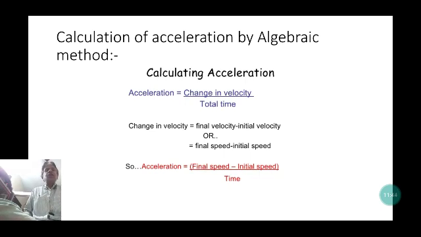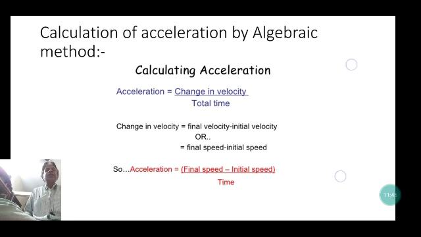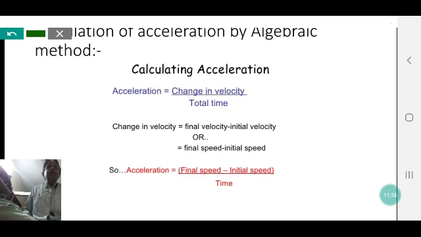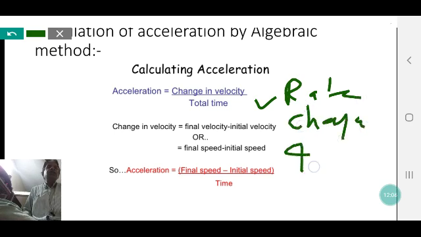Next, how can you calculate the acceleration of a moving object by the algebraic method? It is given here. Acceleration is equal to change in velocity by time, as we discussed. It is the rate of change of velocity, and it indicates the acceleration.